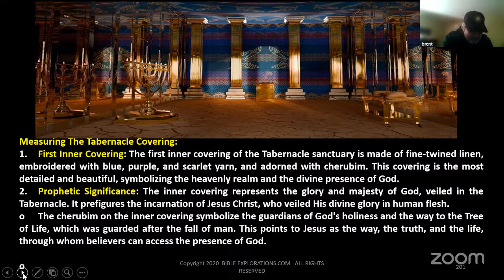The cherubim on the inner covering symbolize the guardians of God's holiness and the way to the tree of life, which was guarded after the fall of man. This points to Jesus as the way, the truth, and the life, through whom believers can access the presence of God.